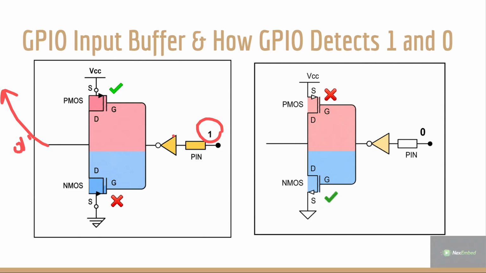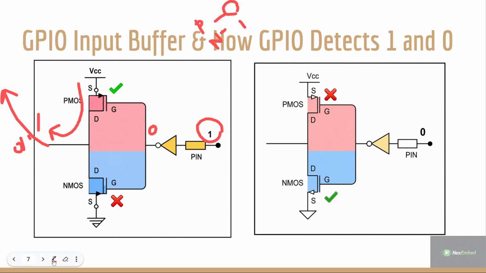Once it reaches the NOT gate, the value will become 0. And you must know PMOS usually works when the value is 0, and NMOS works when the input value is 1. Now the value is 0, so my PMOS will be active. What happens? VCC will be connected to this particular pin. This is how the current flows. So the value here is 1.